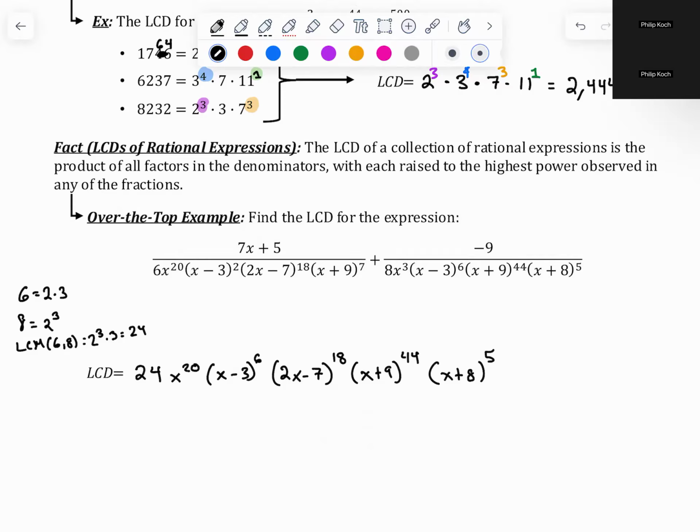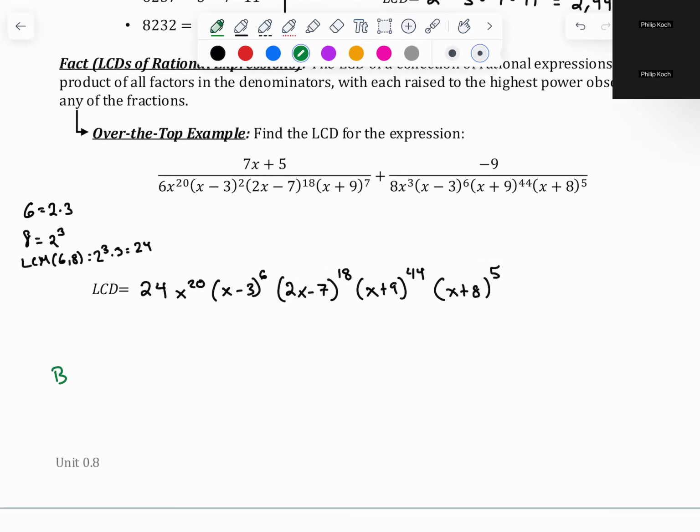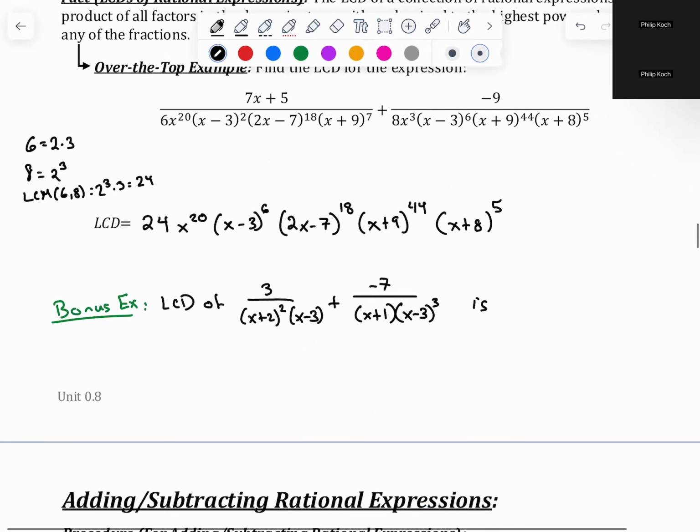Let's do a slightly less extreme one to figure it out. So a bonus. The LCD of, let's say, 3 over (x plus 2) squared times (x minus 3), plus negative 7 over, let's say, (x plus 1) times (x minus 3) cubed, is... There's no number portion for the LCD, so it's just 1. There is a factor of x plus 2 present.